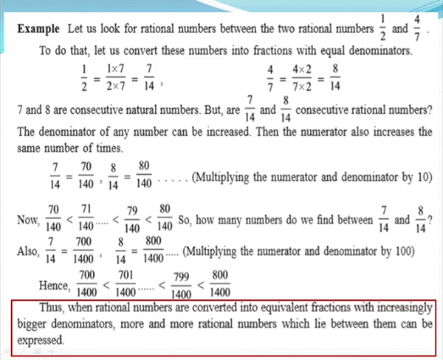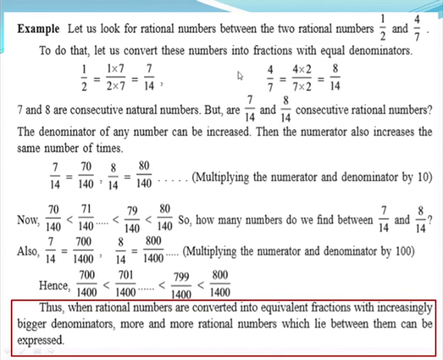Now, solved example given on page number 37. Let us look for rational numbers between the two rational numbers 1 upon 2 and 4 upon 7. Now, to see the rational numbers between these two rational numbers, again we will convert these numbers into fractions with equal denominator. To convert them into equal denominator, we will multiply the first rational number with the denominator of the second and the second rational number with the denominator of the first.